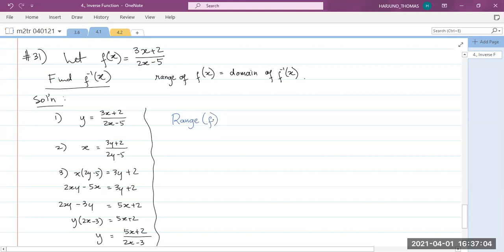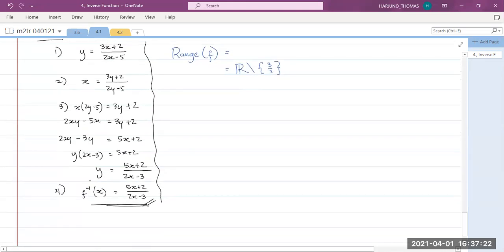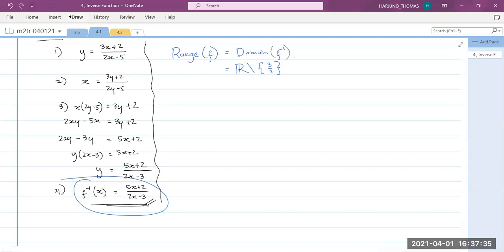You can actually look at the graph of this function and see that the range is all real numbers except 3/2. But a better way to look at that is to look at the inverse function. This is the inverse function. What is the domain of that inverse function? The domain of that inverse function is all real numbers except 3/2. Right?